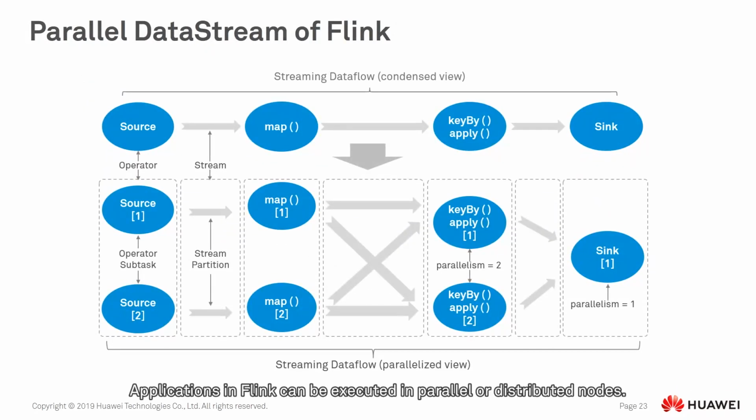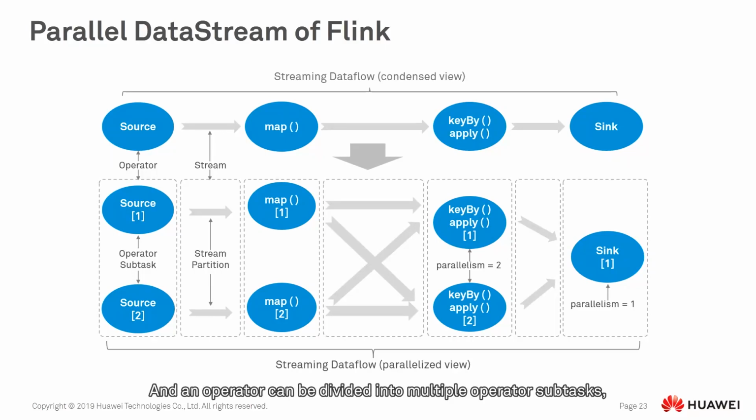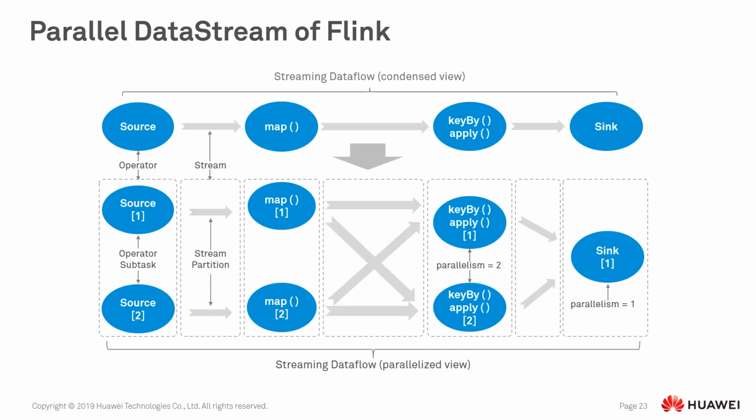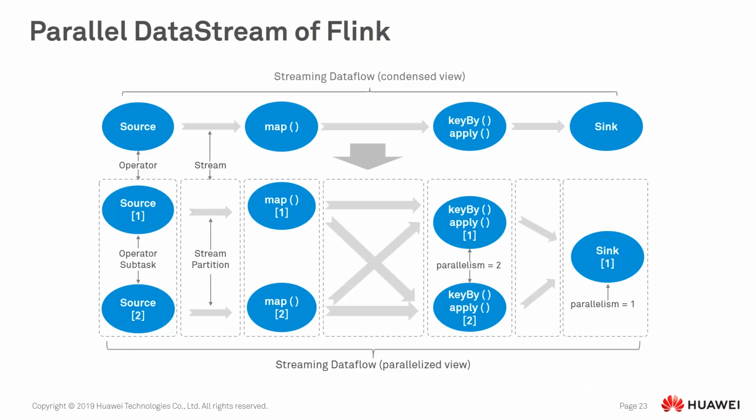Applications in Flink can be executed in parallel or distributed modes. A stream can be divided into one or more stream partitions, and an operator can be divided into multiple operator subtasks. The executor of streams and operators are automatically optimized based on the density of upstream and downstream operators. Operators with low density cannot be optimized.